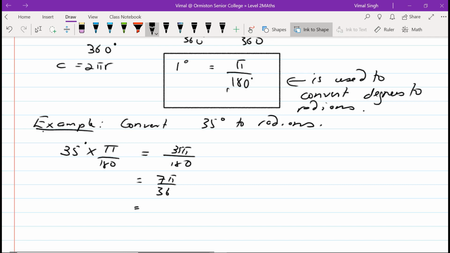In terms of decimal, 7 pi over 36 comes to 0.61086. I'm going to round this to 0.6109 radians.